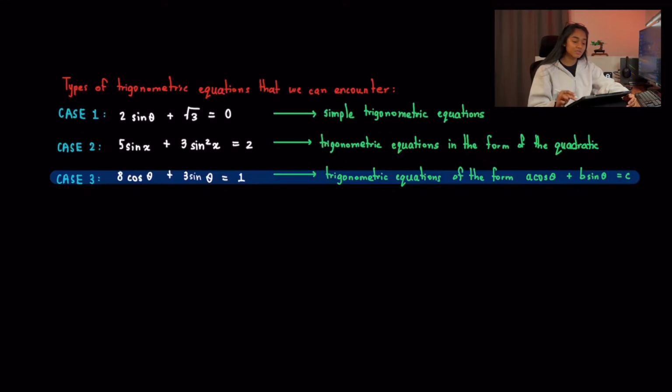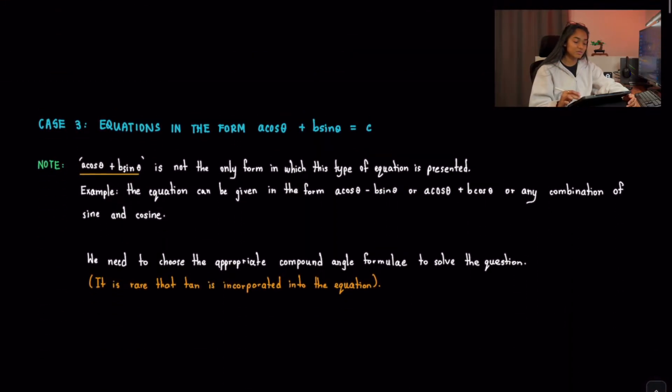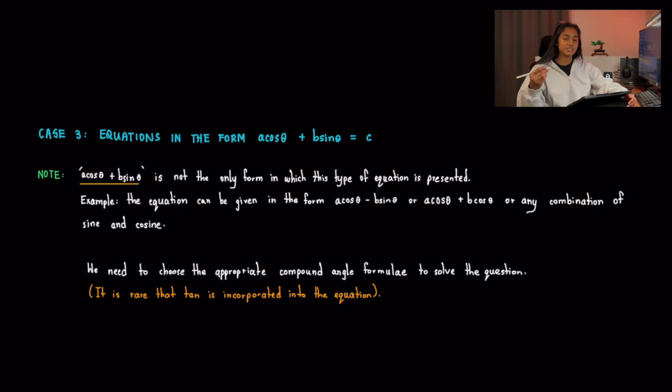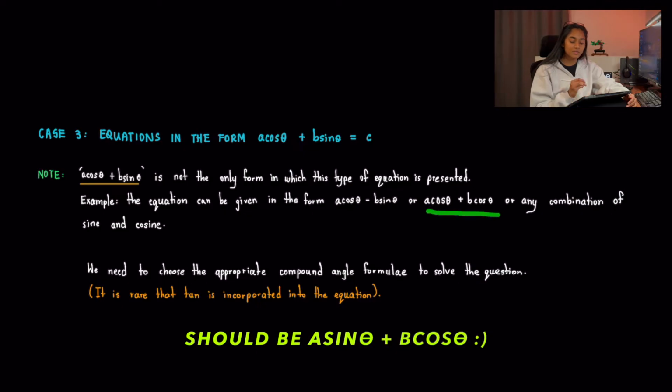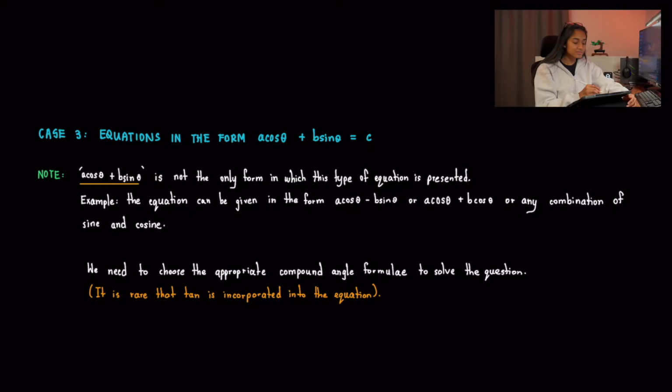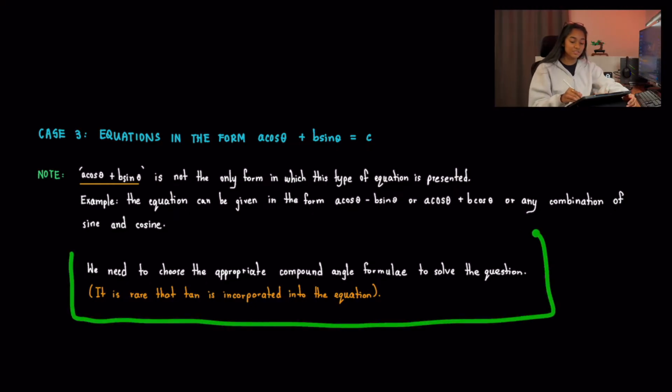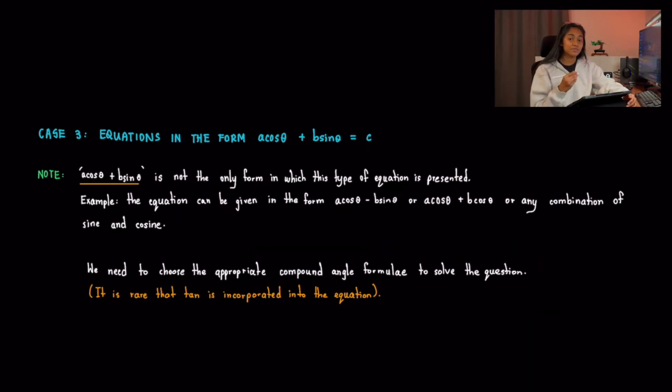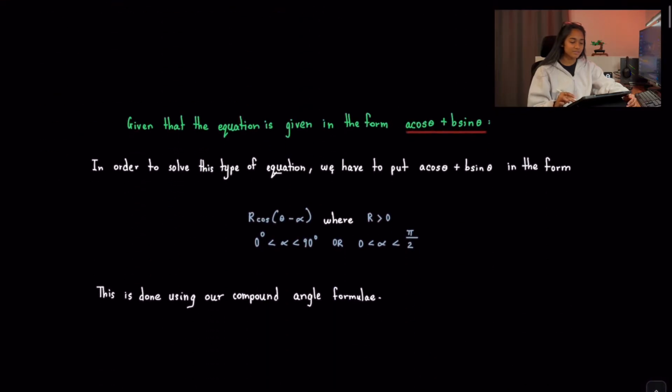However, it is important to note that this is not the only form in which this type of equation can be presented. Other examples include a cos theta minus b sin theta, or a cos theta plus b cos theta, or any combination of sine and cosine. To be able to solve these types of equations, we need to be able to choose the appropriate compound angle formula. Please note that it is rare that tan is actually incorporated into this equation, so don't worry about tan.